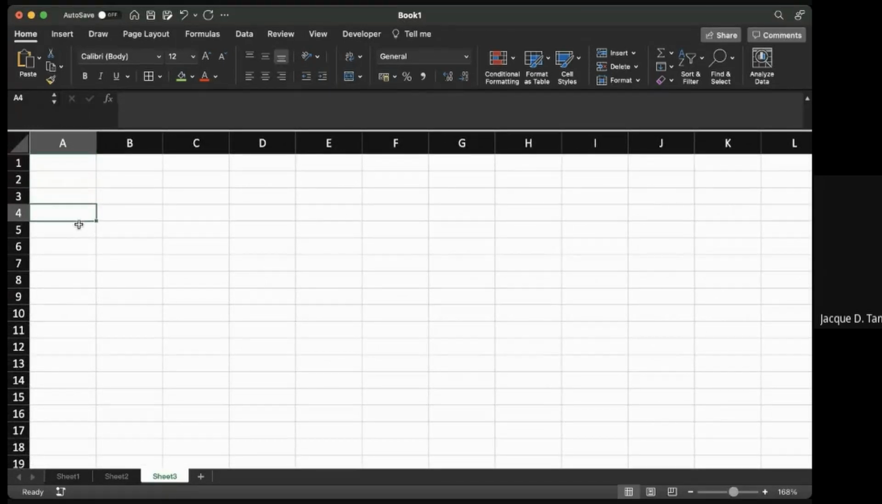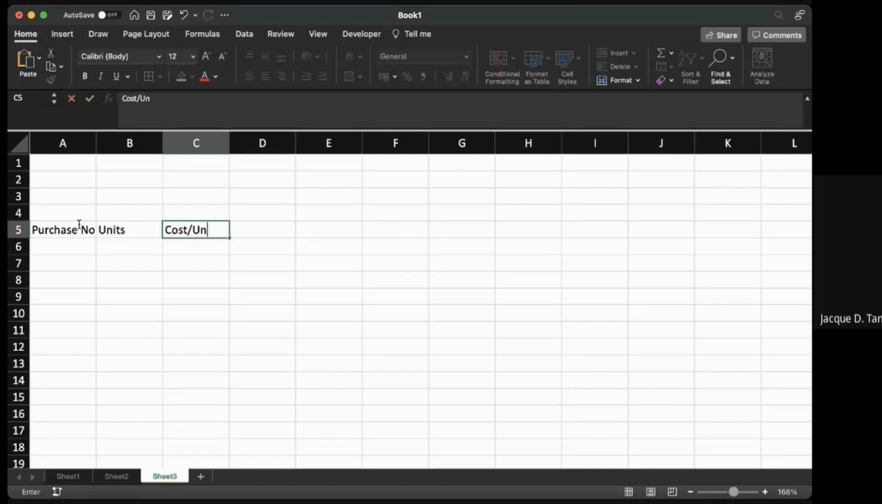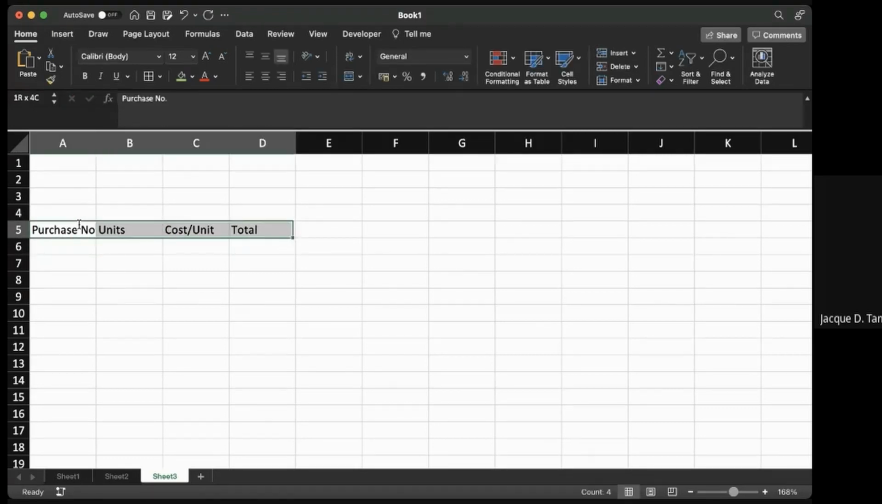Okay, so first we need to create our input data. So I have here purchase number, and then we have here units. We have here cost per unit, and then we have here total. So after creating this, I can create a table. So to create a table, we select the data.